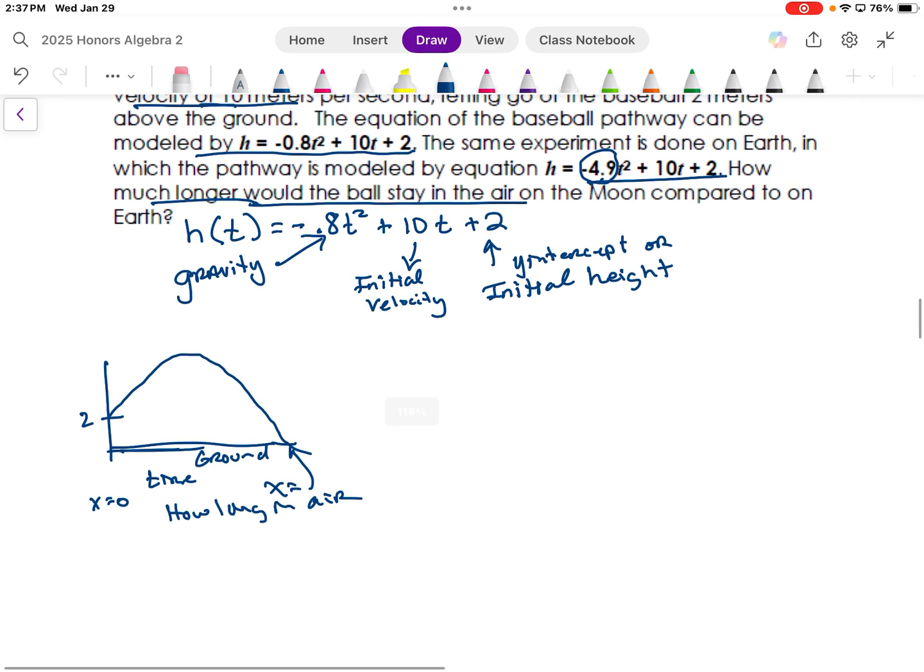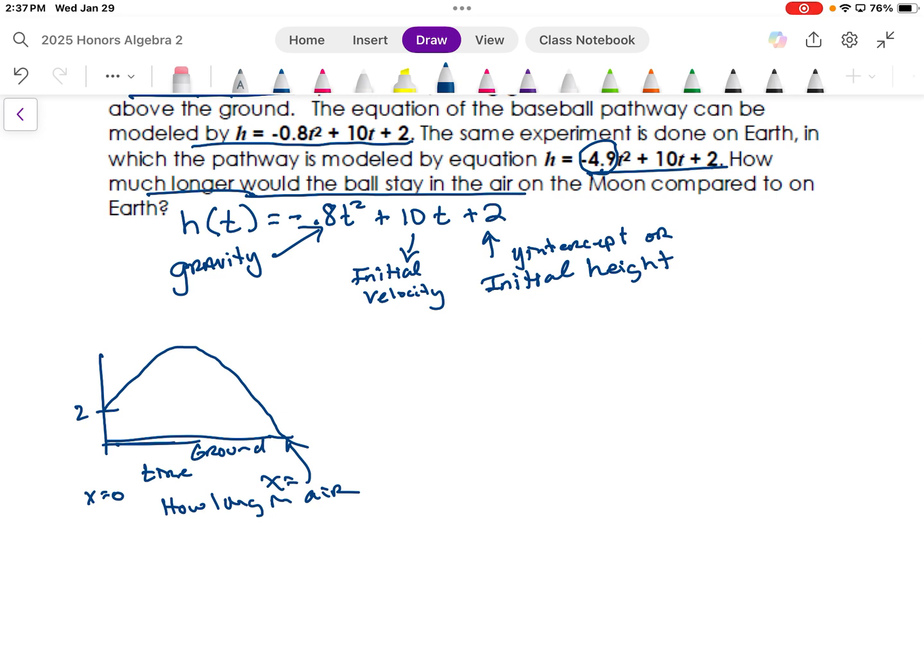So let's let this be the moon. And then on this one, same start, it goes up. It just came down a little bit quicker, because we're going to land on the ground quicker on Earth. So I need to find the x-intercept on Earth, and I also need to find the x-intercept on the moon, and then compare to see how much longer.